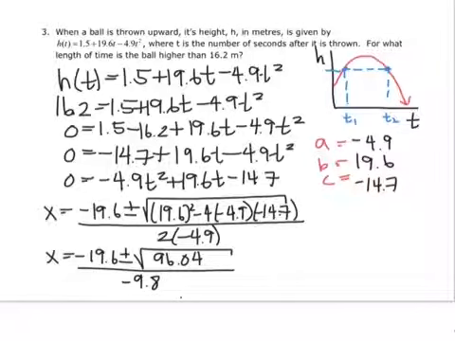Negative 9.8. Okay, so now we're going to have our two solutions. We'll have our first x value and our second x value, and our two x values are going to come from the plus or minus here. The first one's going to be negative 19.6 plus the square root divided by negative 9.8, and then the same with the subtraction. If we take negative 19.6 plus this square root all over negative 9.8, we will get an even number of 1. And if we do the same but subtract, we will get 3.